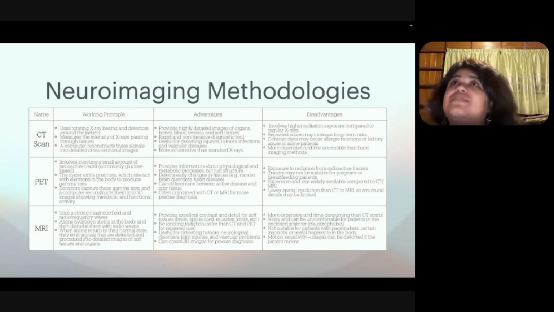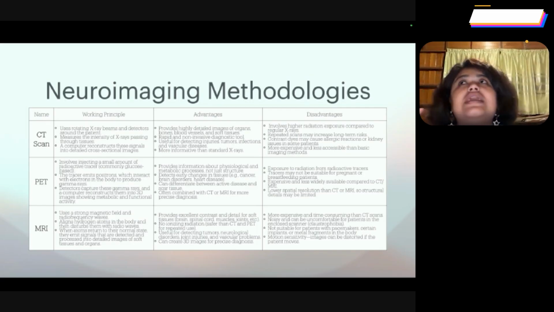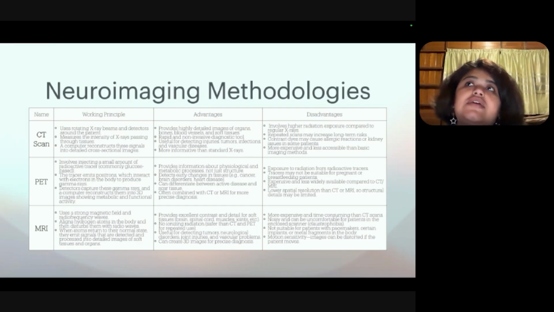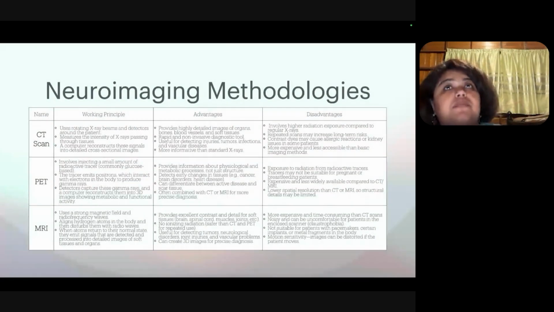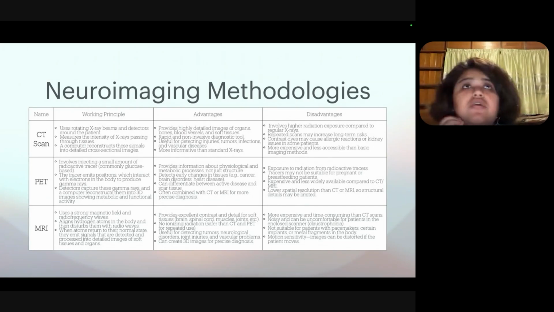And one of the biggest disadvantages is that it can only capture the structural problem of the brain. So if a person goes to a doctor and tells them that, I am having memory problems, and the doctor suggests they do a CT scan. So they go and do a CT scan, but the region that is associated with memory is the hippocampus.